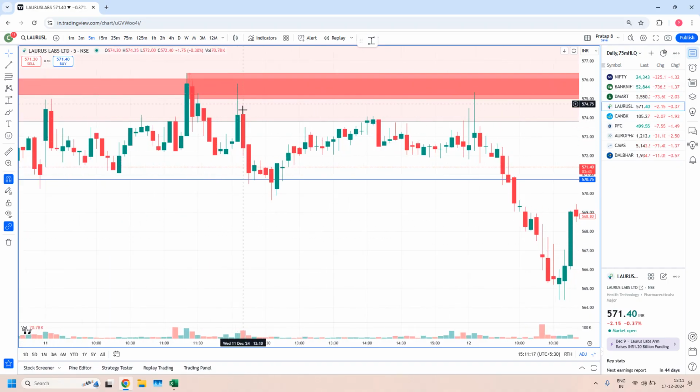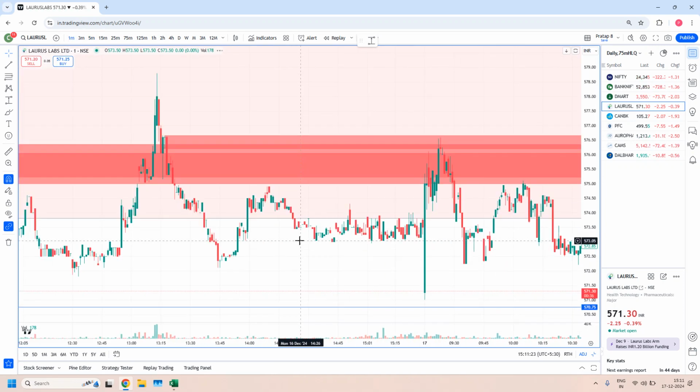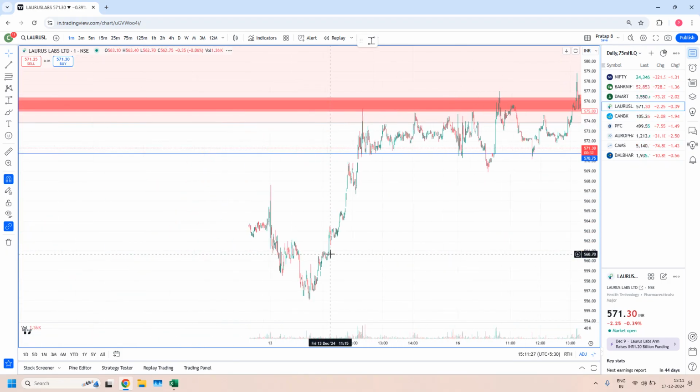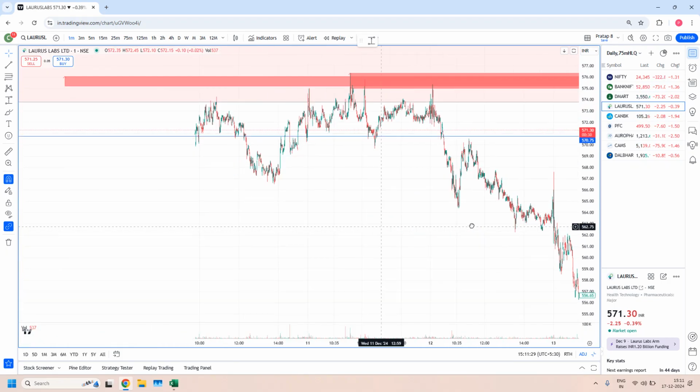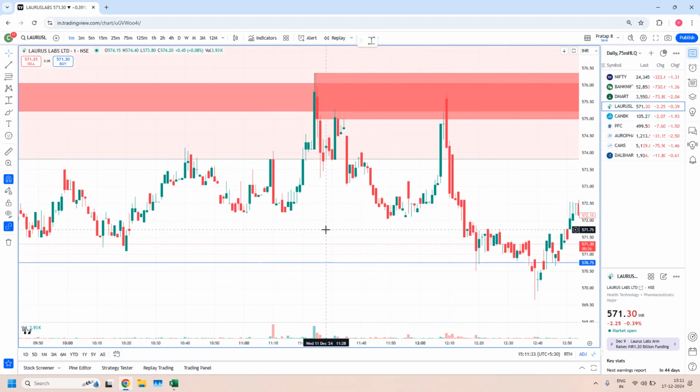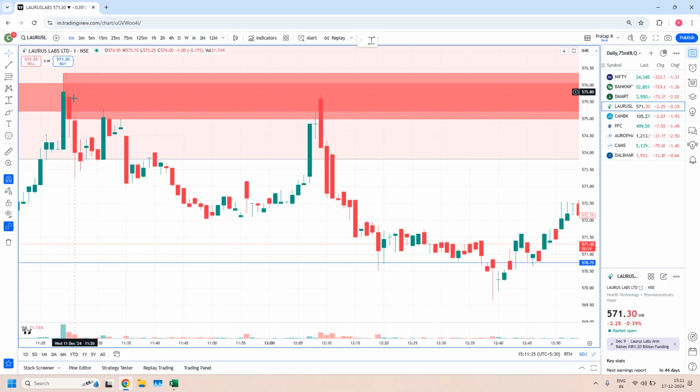Next again from the same area it came. Why? Because at the time we seen a 1 minute zone here. Go to the 1 minute time frame. The day when it is pierced first time, here it gave a 1 minute zone, rally base drop. This is the 1 minute zone.